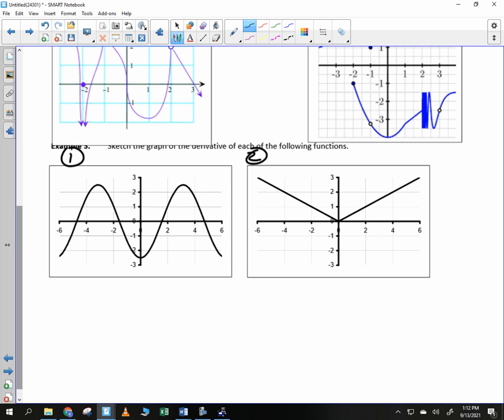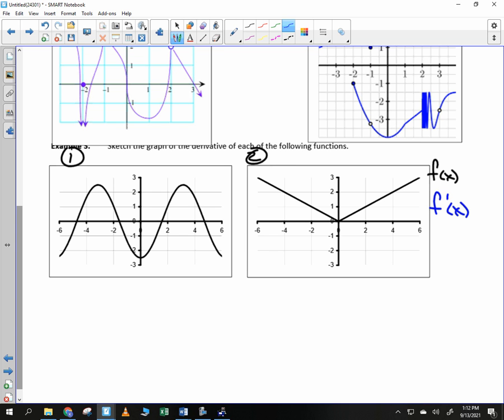So what we have is this is our function f of x. And what we would like to do is draw a graph of f prime of x. Okay? We'd like to draw a graph of f prime of x. The derivative.